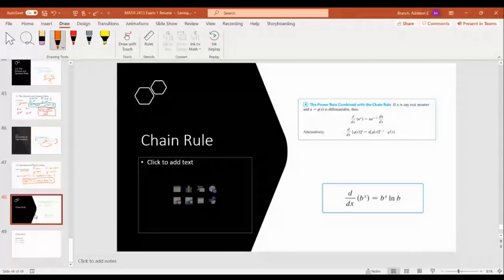All right, and the last piece covered was our chain rule. That one is used when we have a composite function, so a function inside of another one. So essentially what you'll do is you'll take the derivative of your outside function, but then leave the inside the same and multiply times the derivative of the inside.